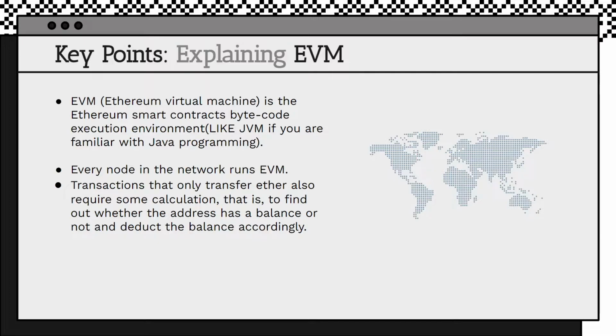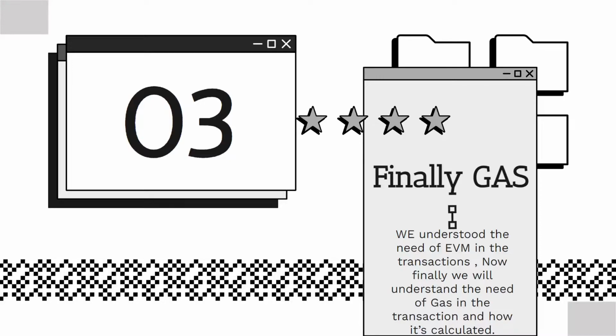Every node in the network runs the EVM. And to make it simple, a node is a machine that has a copy of the blockchain. The nodes execute all the transactions that point to a smart contract using the EVM. So every node does the same calculations and stores the same values. And many ask why simple transfer transactions from an account to another need fees. Well, because it requires some calculations, that is to find out whether the address has a balance or not, and deduct the balance accordingly.